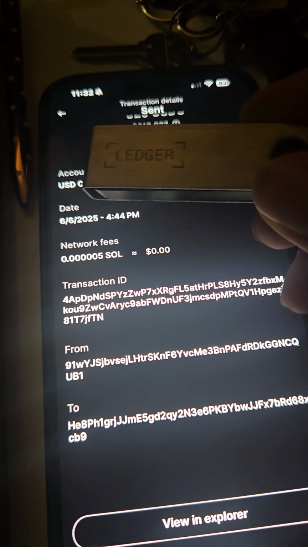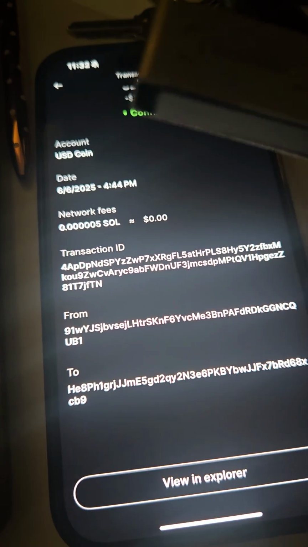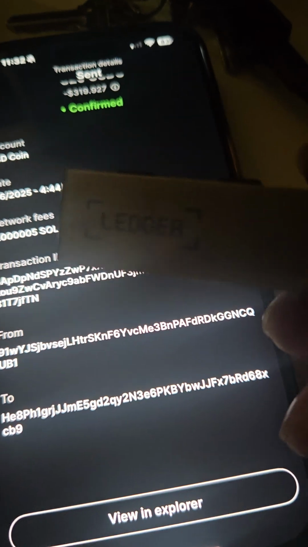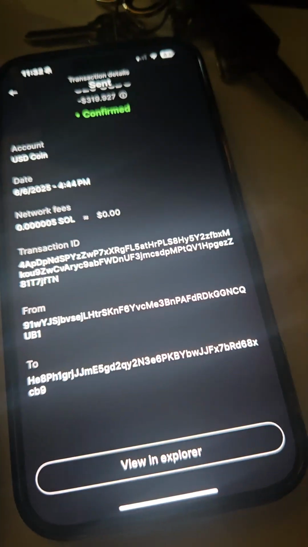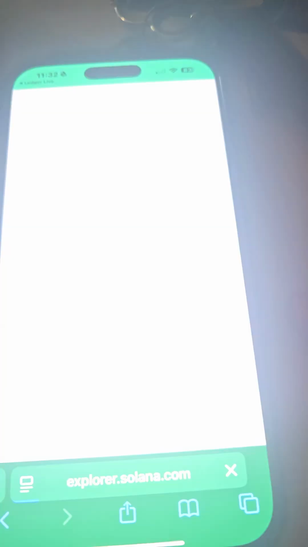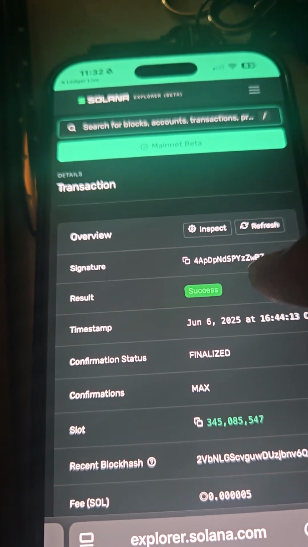Now, mind you, this device is offline. It's never connected to the internet. Even if I plug this into my phone, it's still not connected to the internet because it has an element inside of it that keeps it from actually connecting to any of the interfaces of my device, my phone, which keeps it offline completely. Now watch this. If we click here and we go back to the Explorer, I'm gonna show you how this works.